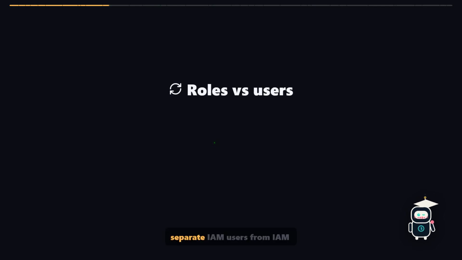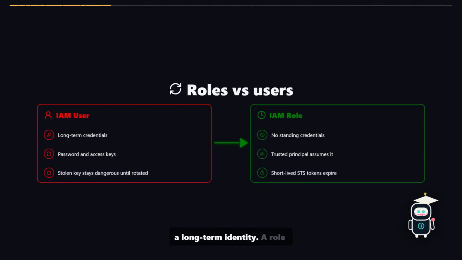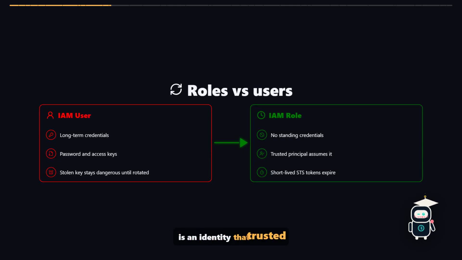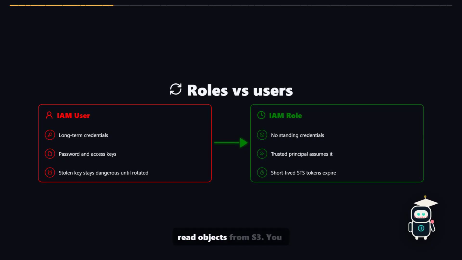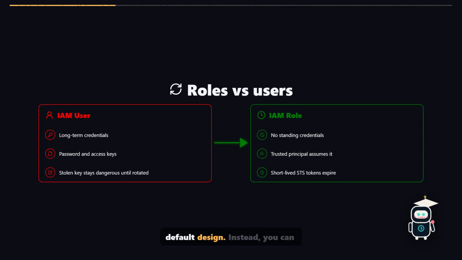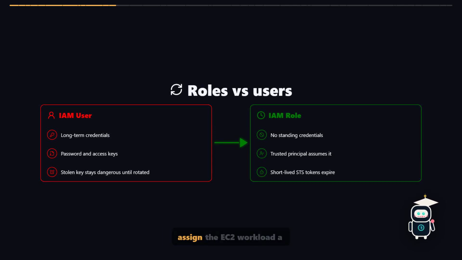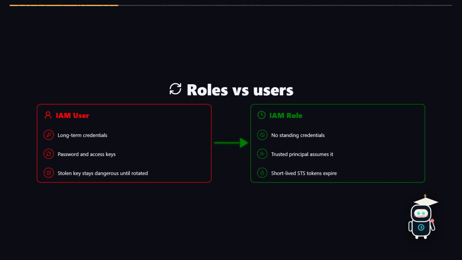Here's the simplest way to separate IAM users from IAM roles. An IAM user is a long-term identity. A role is an identity that trusted principals can assume to receive temporary credentials. Suppose an application running on EC2 needs to read objects from S3. You could create long-lived access keys and place them on the server. Don't make that your default design. Instead, you can assign the EC2 workload a role with the permissions it needs. AWS can then provide temporary credentials for that role without you hard-coding permanent keys into the application.